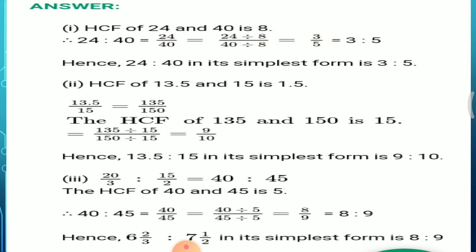Okay, student. Next is: change into simplest form 13.5 and 15. So you take the LCM of 13.5 and 15. So answer is 1.5. And you remove its decimal place by multiplying by 10. 135 by 150. Okay. Now you divide this number by 15. So answer is 9:10.